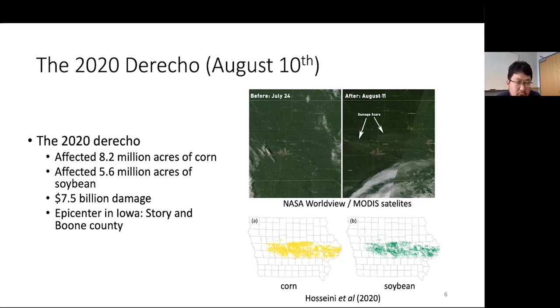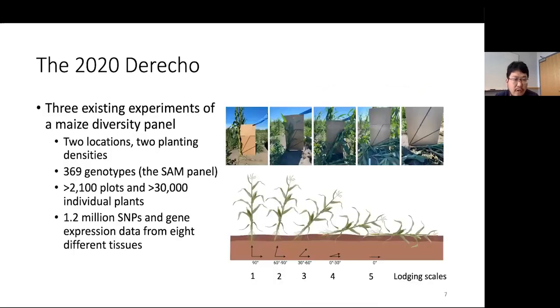For those of you who are outside of Iowa, Iowa State is located in Story County. And in that year, all of our experimental fields were in these two counties. So we took this opportunity to study root lodging. We made a protractor using cardboard and used this very easy system to score root lodging for a diversity panel from 3 existing experiments. So the scale works like this.